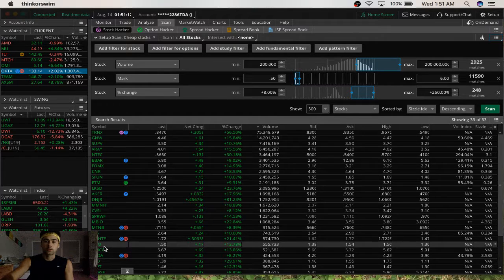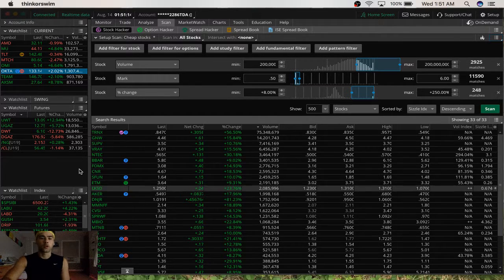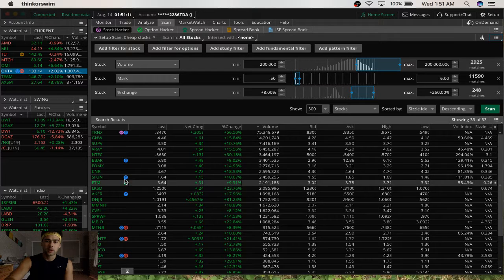Today I'm just going to be talking about scanning for stocks. I had some questions about how to scan for stocks, and also a lot of people DMing me about how they want to trade penny stocks.